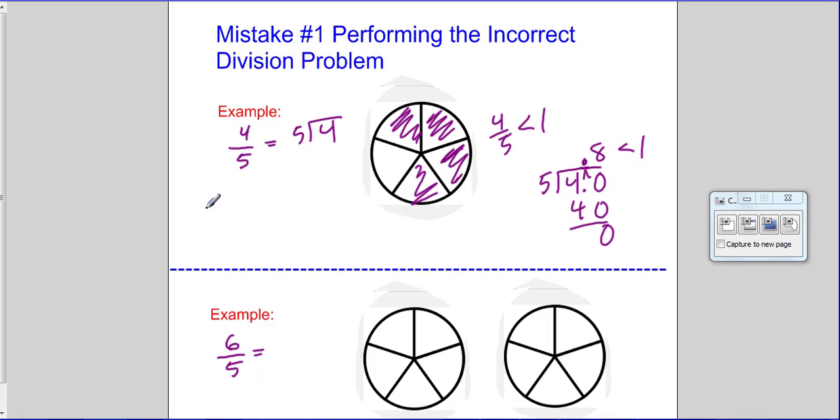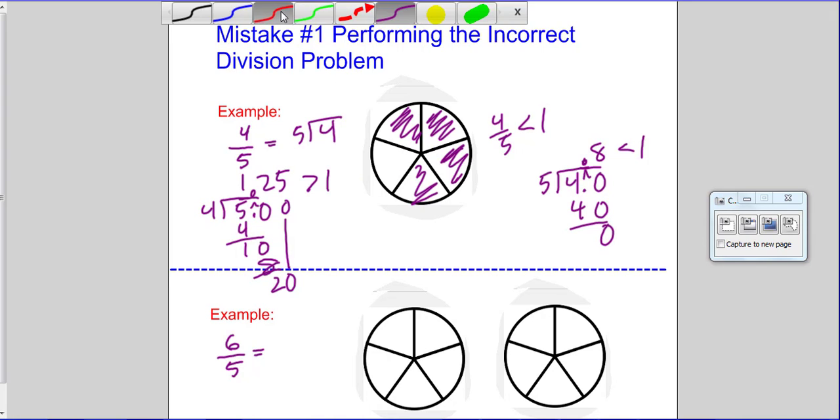That is correct. But if I did 4 into 5, which students frequently do when they first start out, we're going to get a result greater than 1, which can't be true. So 4 goes into 5 once. 1 times 4 is 4. Subtract. 4 goes into 10 twice. 2 times 4 is 8. That's 10 minus 8 is 2. Add a 0. Bring it down. 4 goes into 20 5 times. Well, 1.25 is greater than 1, but 4/5 is less than 1, so this can't be. You've done it wrong. So it has to be 5 into 4.